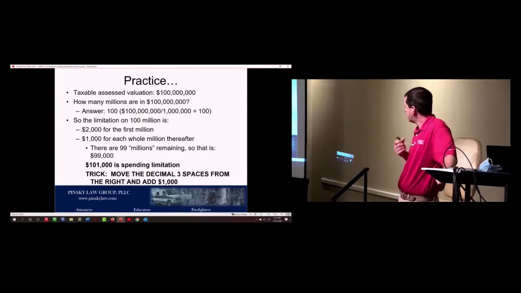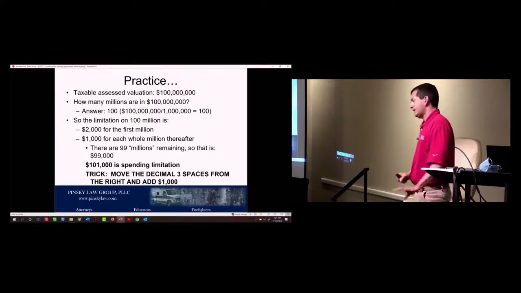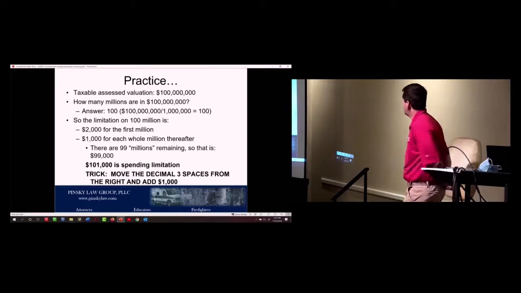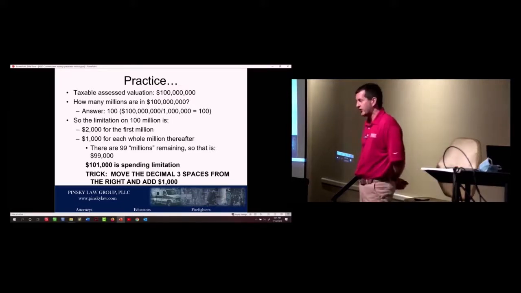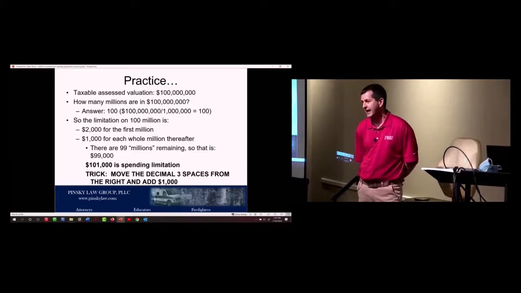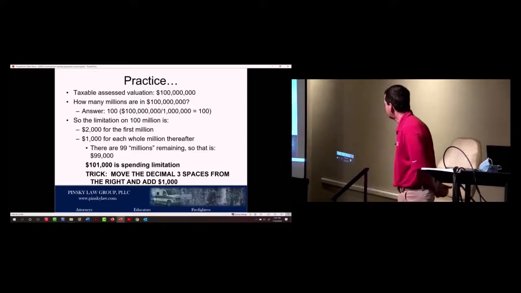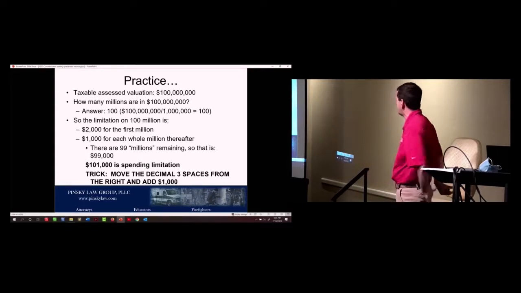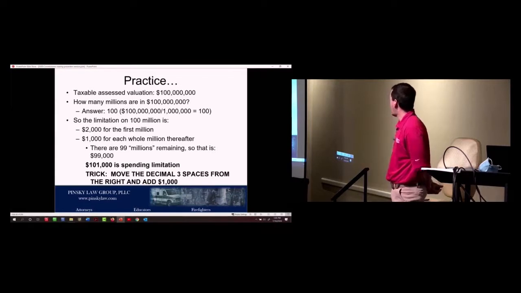Okay. So let's practice something. You're going to think you can't figure this out so quickly, but you can. And I am determined that we make this easy. Let's assume we have a total taxable assessed valuation of $100 million. And by the way, we're on a fully assessed valuation method. I'll talk about that a little bit. How many millions are in 100 million? This is really easier than you think. How many millions are in 100 million? 100, right, there you go.